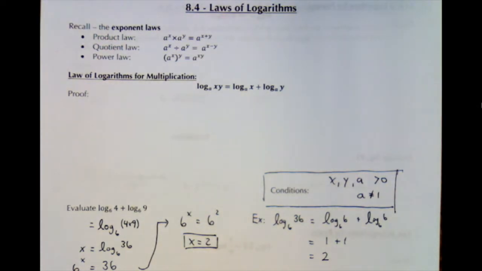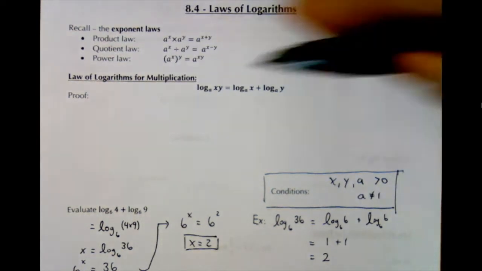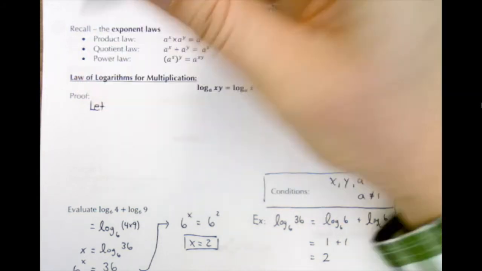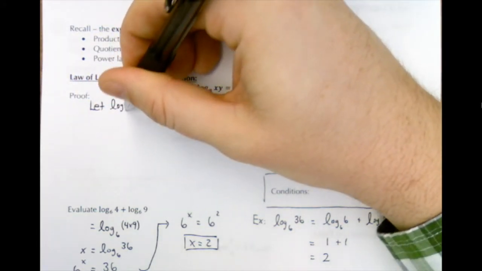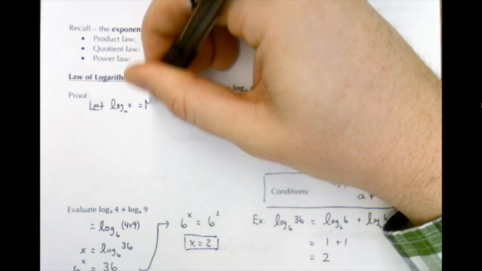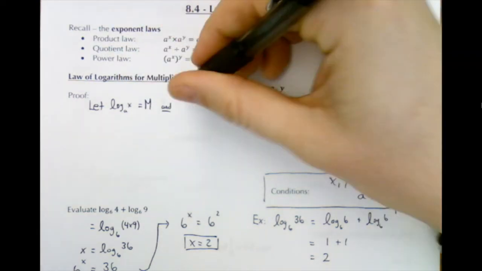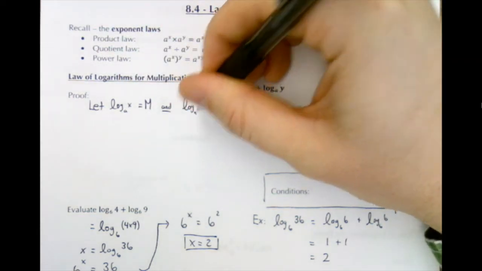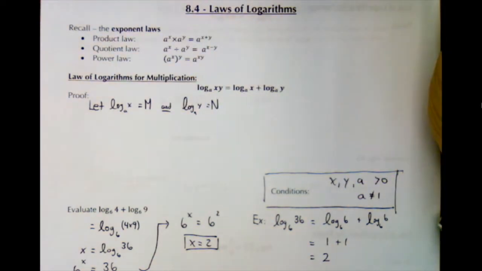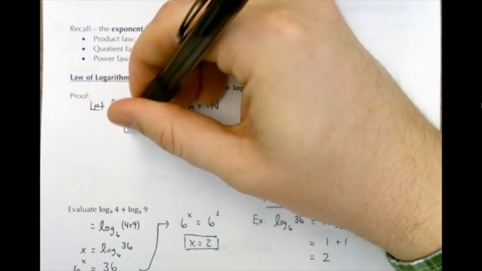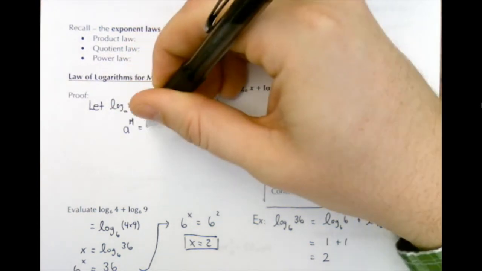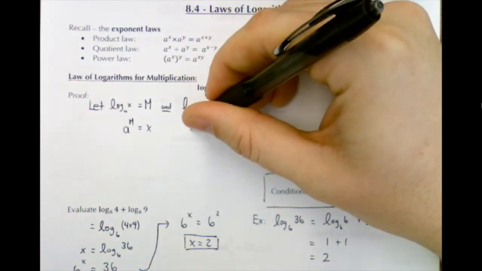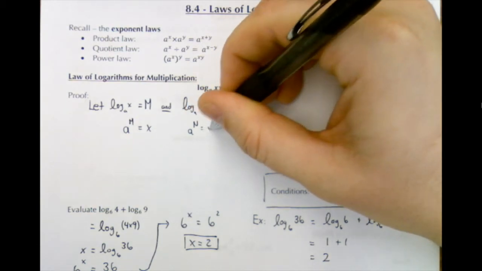So to prove the law of logarithms for multiplication, we can take both terms on our right side and write them as a single variable. So I'm going to choose m and n for my variables. So we'll say let log x base a equal m, and we'll let log of y base a equal n. If we rewrite both of these as powers, we'd have a to the exponent m equals x, and a to the exponent n equals y.